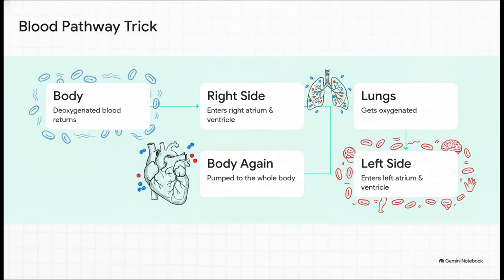To stop your brain from overloading, let's use a super simple 5-step memory trick. Just think: body, right side, lungs, left side, body. Deoxygenated blood comes from the body, goes to the right side, and out to the lungs. Then, oxygenated blood comes from the lungs, goes into the left side, and out to the body. This incredibly straightforward framework will let you reconstruct the entire complicated sequence right there in the middle of your exam.